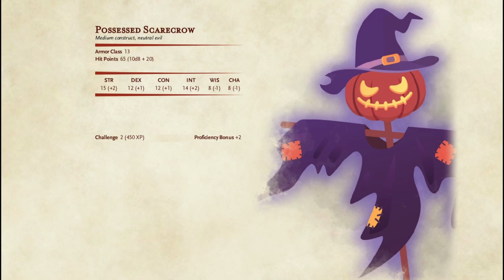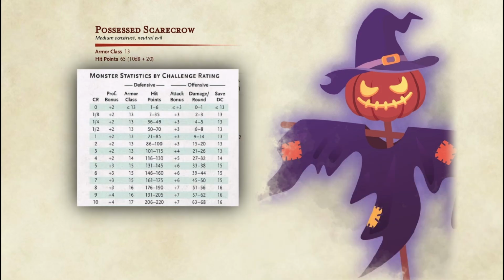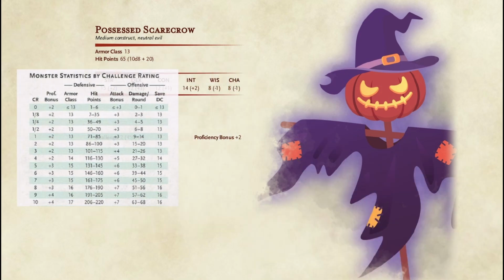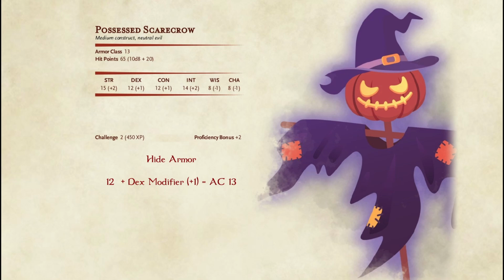Next, the DMG outlines determining armor class for your creature in one of a few ways. You can use the default AC on the monster statistics table, determine its AC based on the armor you want it to wear, or use natural armor, which is 10 plus your Dex plus a natural armor bonus, by comparing similar monsters. Let's keep ours as the default for our Scarecrow.